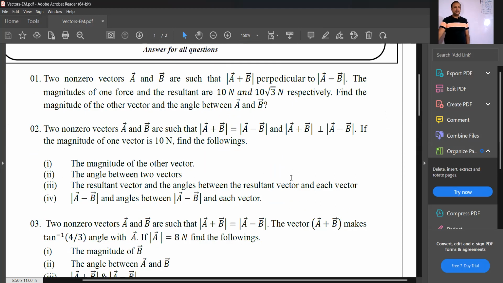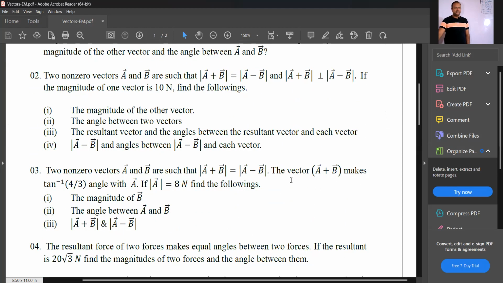Very good. Very good. The second one. Two non-zero vectors A and B are such that A plus B is equal to A minus B and A plus B is perpendicular to A minus B. Then what kind of parallelogram is this?